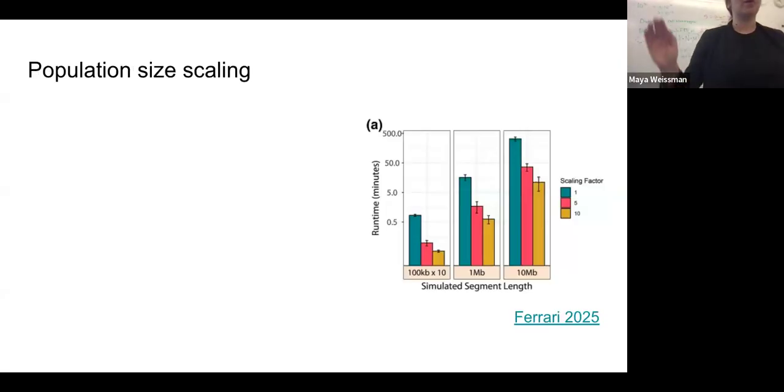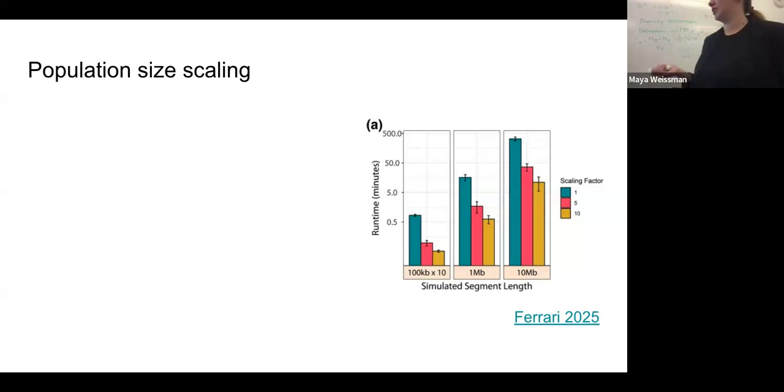How many of you have heard of population size scaling before? Okay, so in our class, we've talked a lot about population size. What happened when you use a small population size in your simulations? What happens? Drift. Yeah. What else? What other things happened? Speed. They're faster. You're keeping track of fewer individuals.